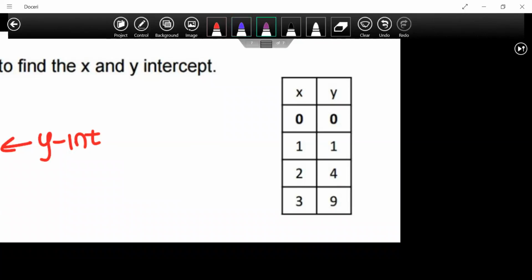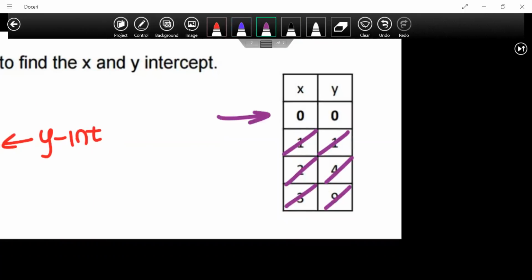What about the next one? What about 1, 1? Does 1, 1 have zeros? What about 2, 4? 3, 9? So what does this put me at? What is that on? The origin. Don't let it confuse you. It's considered an intercept, but we just call it the origin. We just say it's a central location. We won't say it's an X and Y-intercept. It's just the origin. Easy or hard?